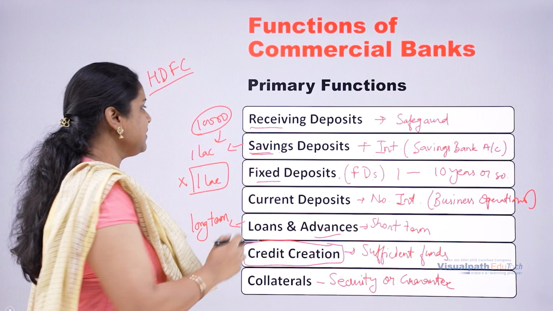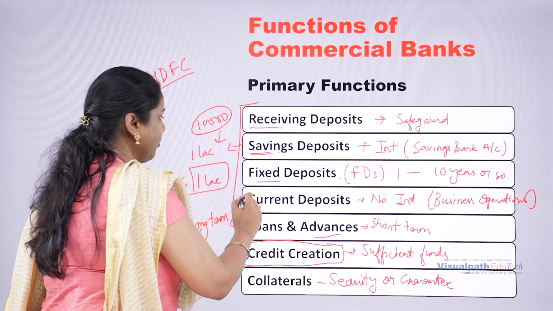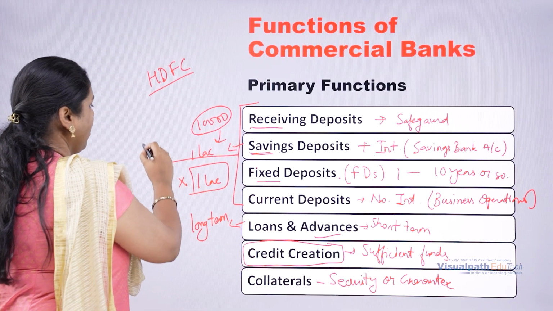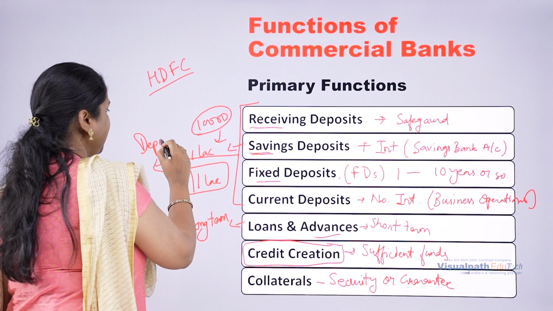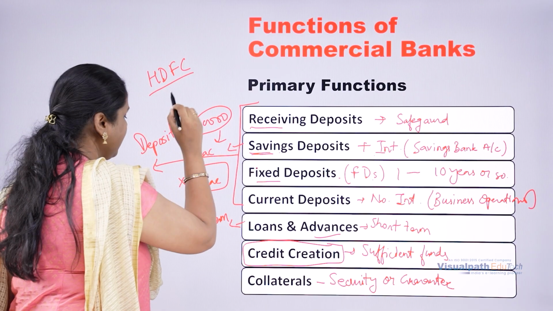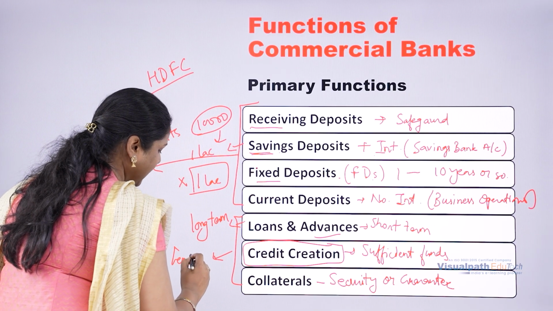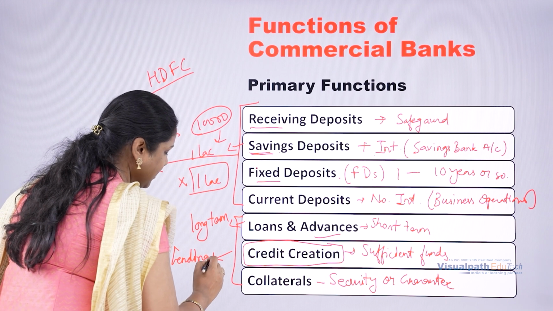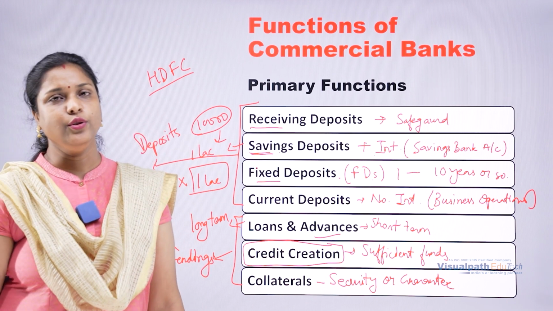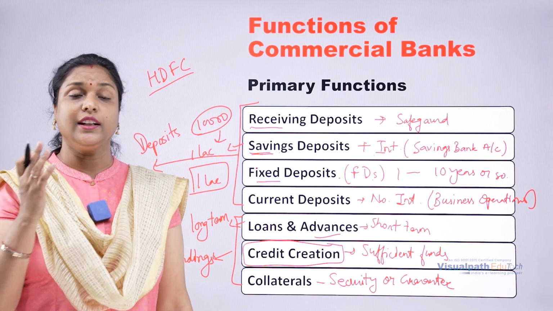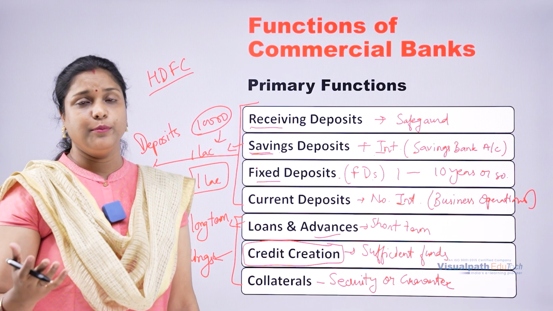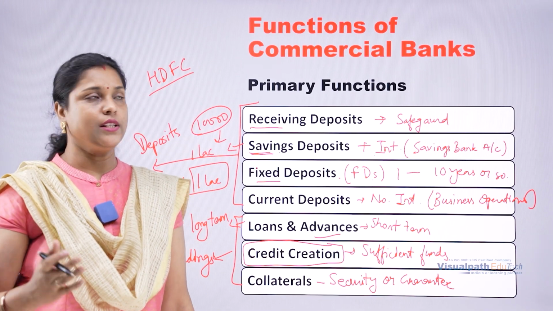So what we have seen is that these four are concentrated on deposits, meaning keeping your funds with the bank, and these three are mainly for lending, that is, how funds are lent to people in need. It can be the general public or it can be people who are doing businesses.